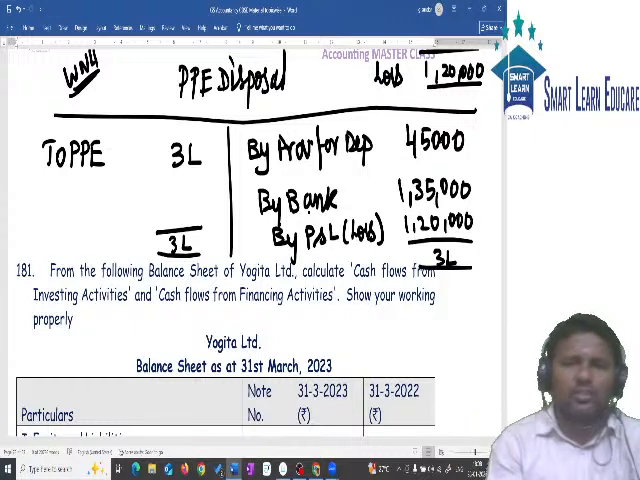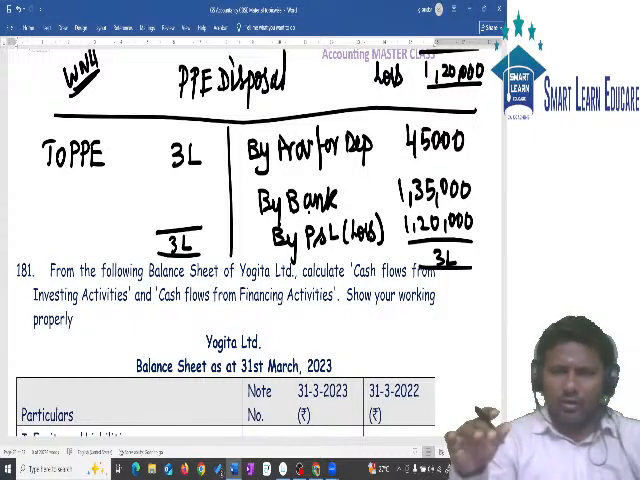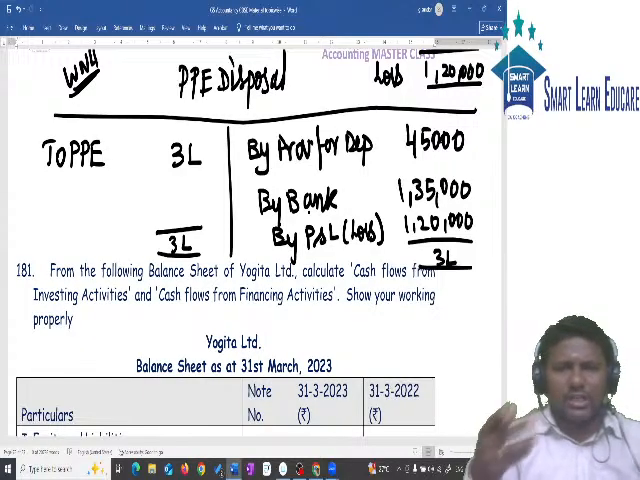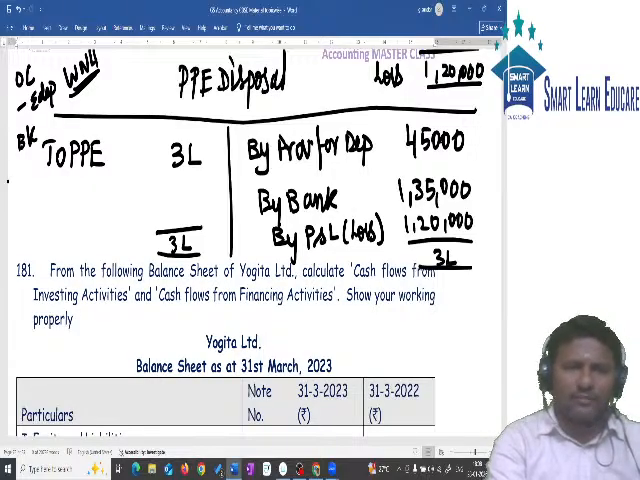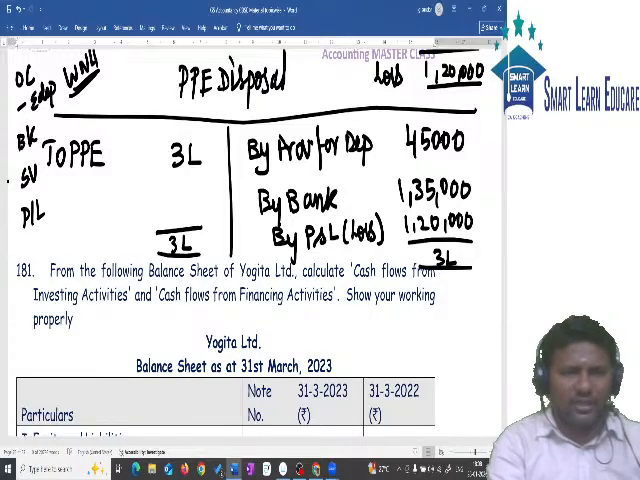Either you can prepare this as a working note or you can prepare a working ledger account. I will repeat. Original cost of the asset minus total depreciation will give you the book value. The book value of the asset should be compared with the sale value. You will get profit or loss. If the sale value is more, it is profit. If the book value is more, it is loss.